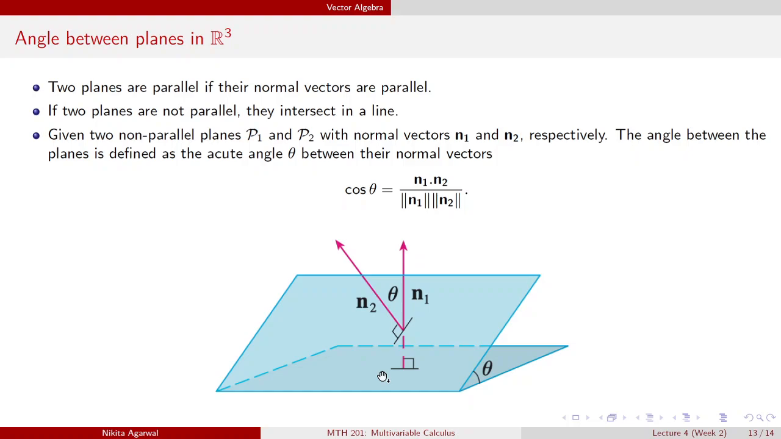We look at the angle that's made by these two. So there is an acute angle that is made by these two normal vectors, and that's the angle between the planes. And we know by definition that the angle between two vectors n1 and n2 is given by this formula.